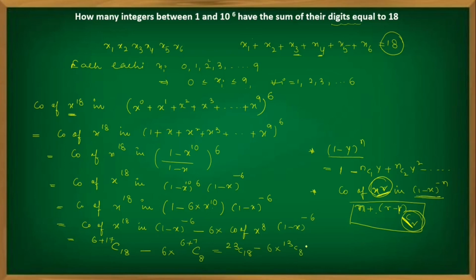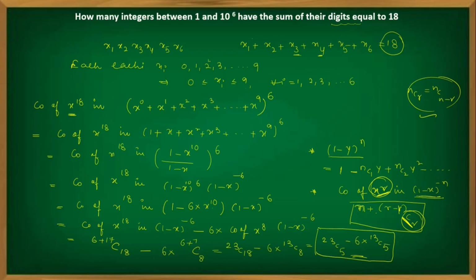13 C8, which is nothing but, if you want, you can write the smaller number as the suffix. How will you write? nCr is also the same as nC n minus r. You can use this if you want. So 23 C18 we can write as 23 C5, minus 6 into 13 C8. You can write 13 C 13 minus 8. Using this formula again, we get 13 C5. So if you want, you can calculate it. It's a big number. You can say this is the required answer. Okay, this is the value required.